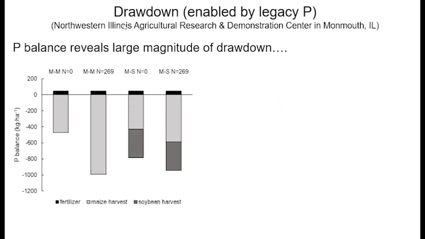Okay, so here's a final ending comment on the first part, that legacy P lets you do economically viable drawdown. Drawdown means that if you're above the critical value and you're in the maintenance zone, then you can lessen the inputs and begin to mine down to the critical value. And here's a good example from Monmouth. We have a lot of legacy P that's been banked up. So the whole subsoil supply power concept here is not relevant because of that buildup, because of that accumulation.